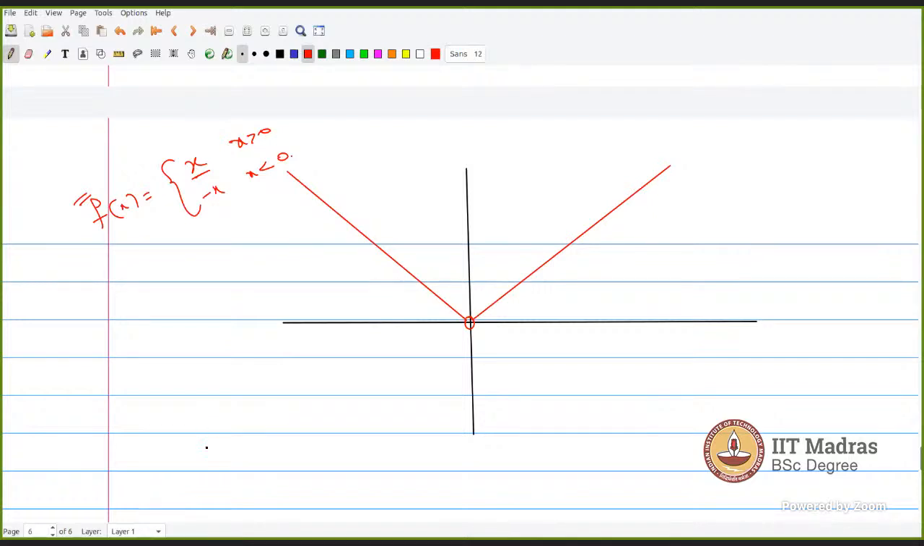Why did you keep an open circle? The open circle is because I didn't define the function at that particular point. But actually mod x at 0 will be 0, no? I said this is my function. This is not the mod x function. This is my function, so 0 is excluded, just to illustrate that point.